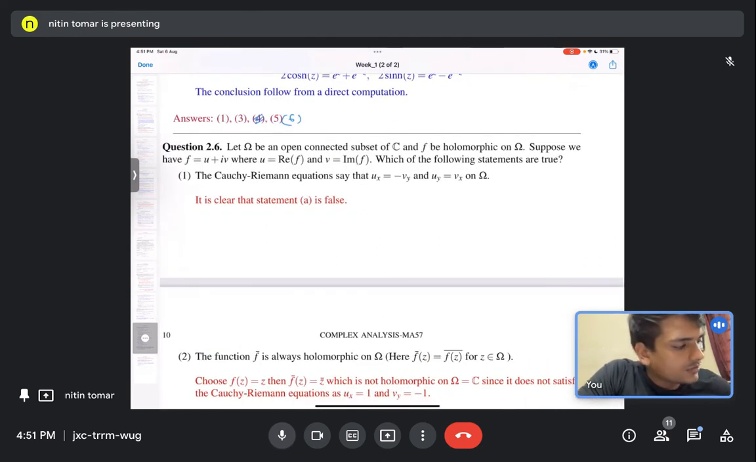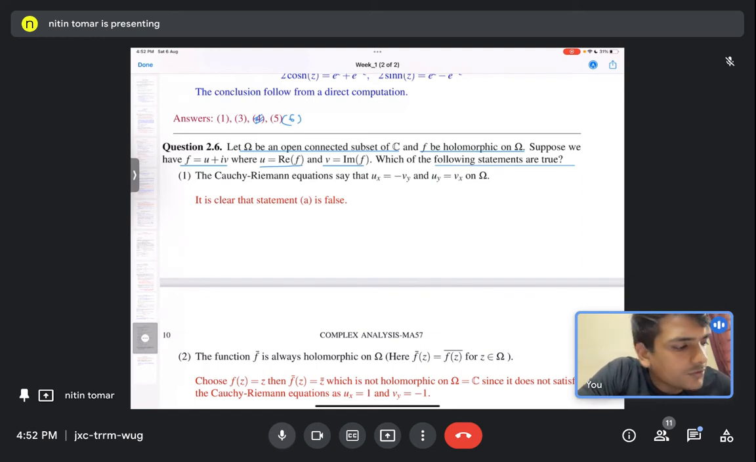So the last question is, if omega is an open connected subset of C and f is a holomorphic function on omega, and suppose we have f equal to u plus iota v, where u is the real part and v is the imaginary part, then which of the following statements are true?